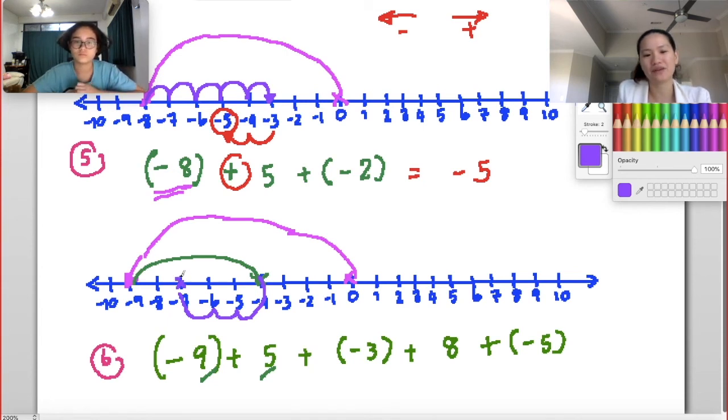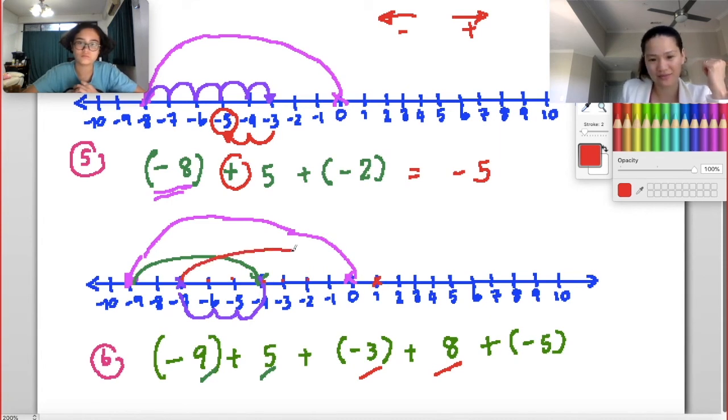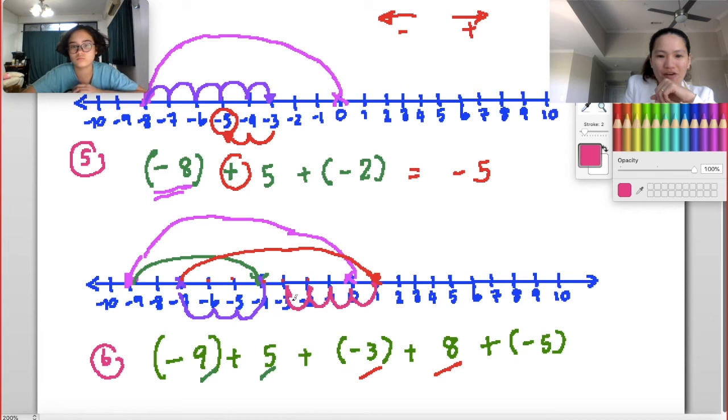Yep. Negative 7 and then you plus 8 again. Now we are here already plus 8. Plus go to the right. Count 1, 2, 3, 4, 5, 6, 7, 8. Now you back here. That's good. And then you minus another 5. The last one minus 5. 1, 2, 3, 4, 5. And your answer have to be negative 4.